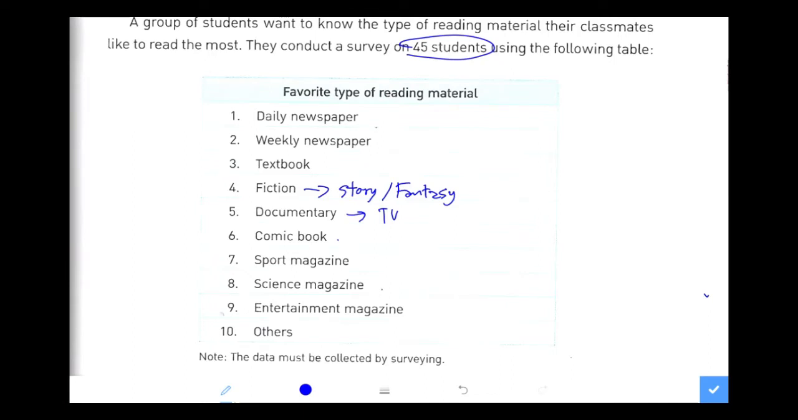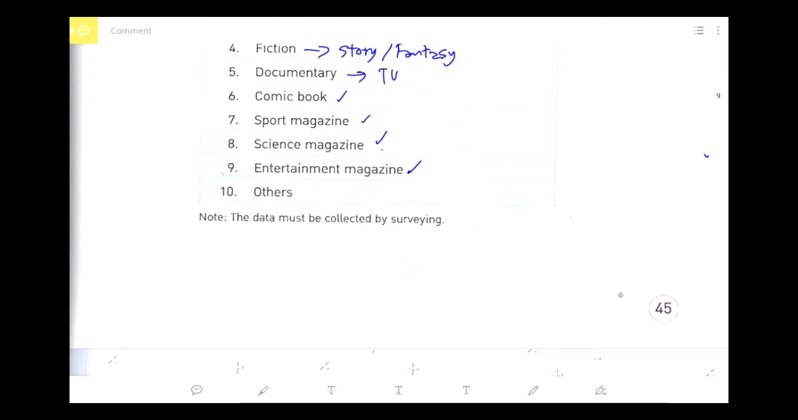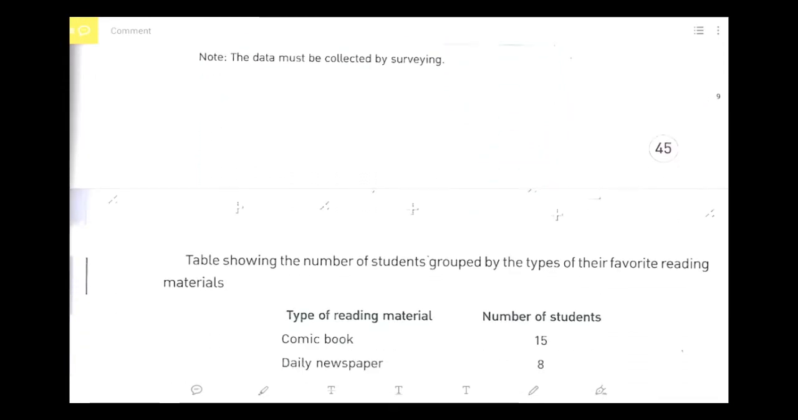Comic book, I think you know. Sport magazine, you know it. Science magazine, you know it. Entertainment magazine, you know it. Others means not in those nine. They are outside, so it's others.